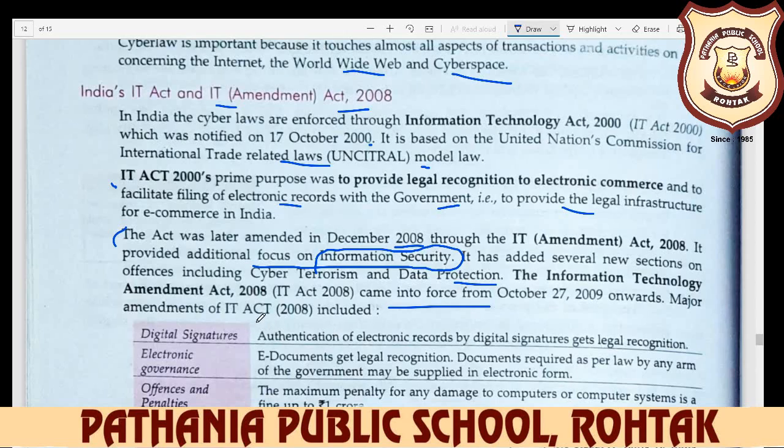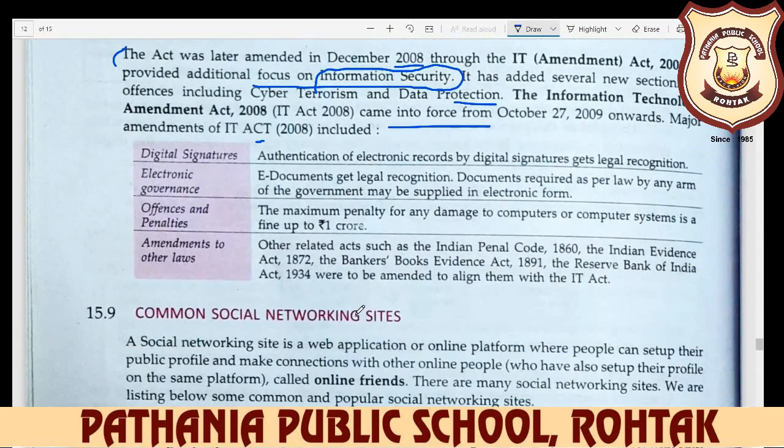Major amendments of the IT Act. What are these amendments? First is digital signature. Digital signature is very important nowadays. So authentication of electronic records by digital signature gets legal recognition. So when you send any email, when you do anything on the internet, you can put your digital signature on that information.